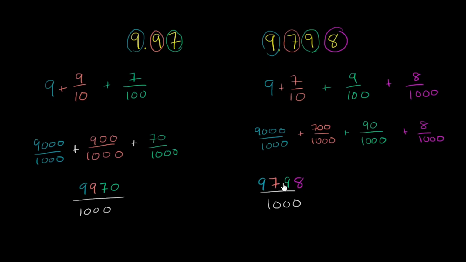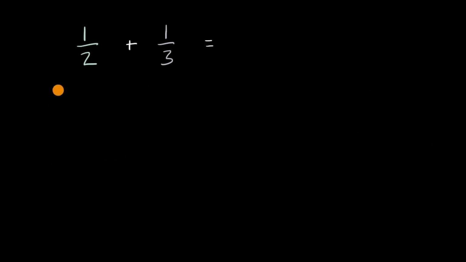So even though this is almost 800, 800 is still less than 900. So no matter how you think about it, the number on the left is greater than the number on the right. In this video, we're going to try to figure out what 1/2 plus 1/3 is equal to.